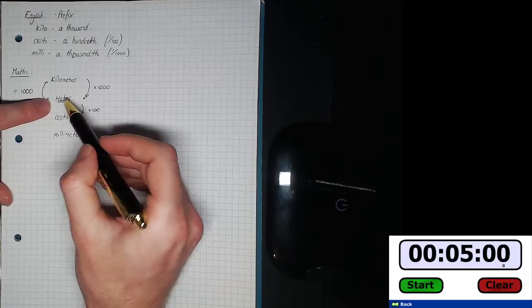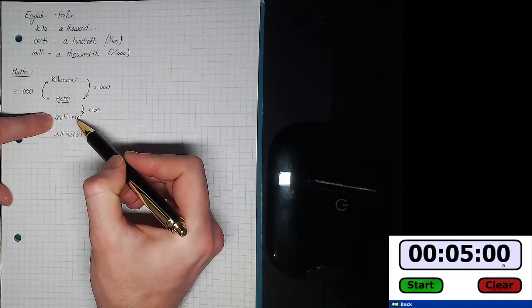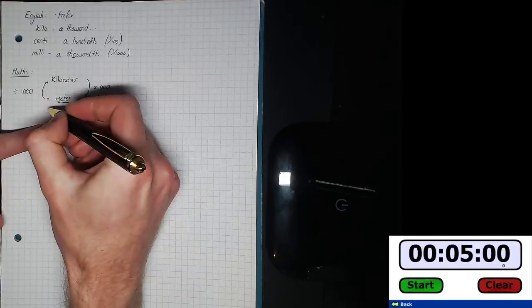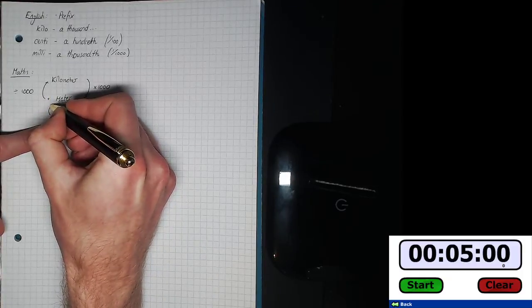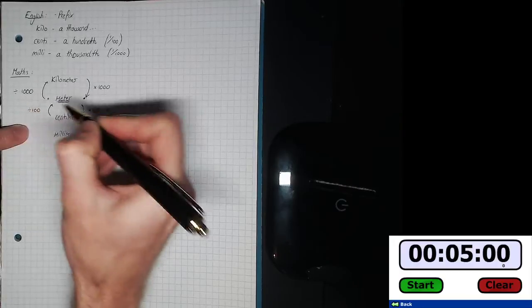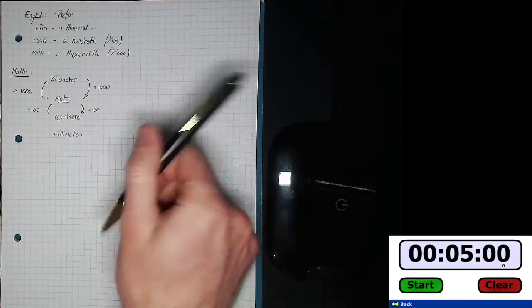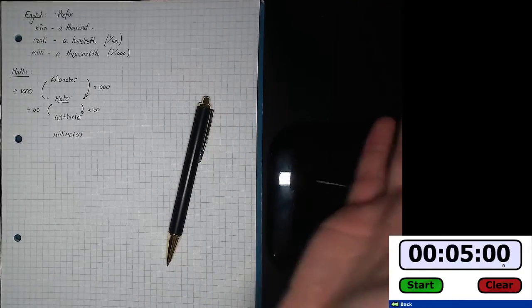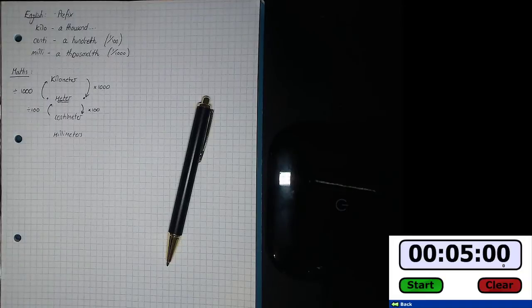So if I want to go from meters to centimetres, I would have to times by 100. If I wanted to go from centimetres to meters, I'd have to do the opposite of that. I'd have to divide by 100. Because if you have lots of centimetres in meters, that would be a much smaller number, because we'd need fewer meters to do the same amount as lots and lots of centimetres.